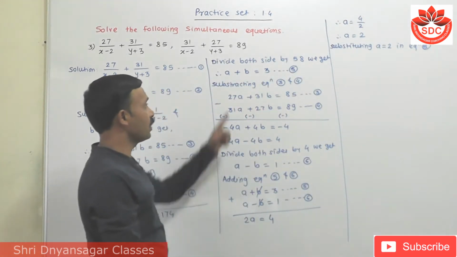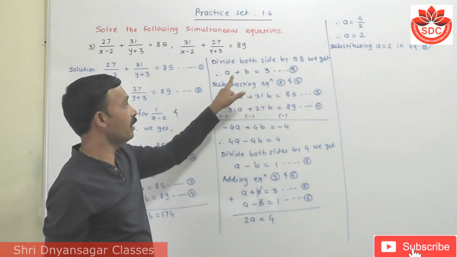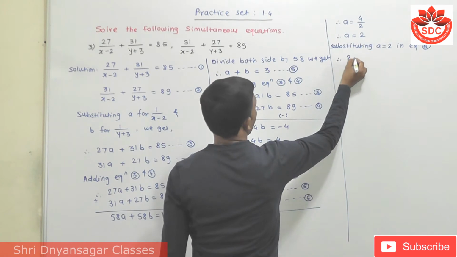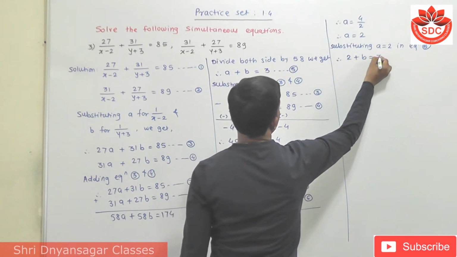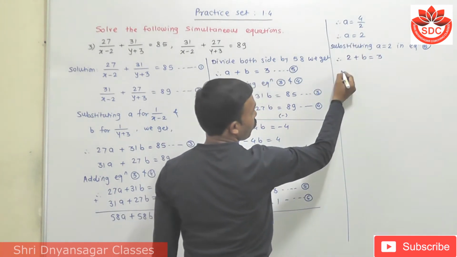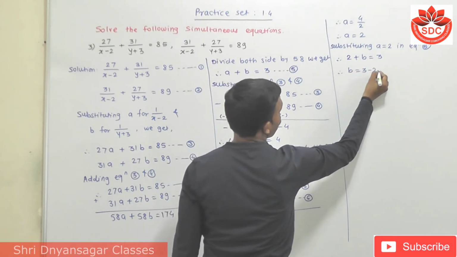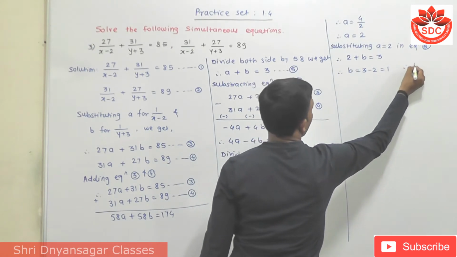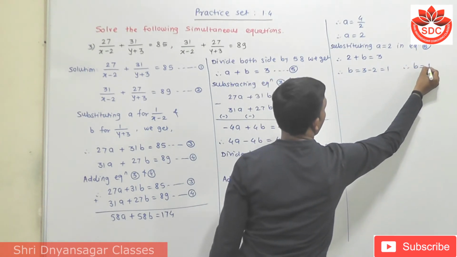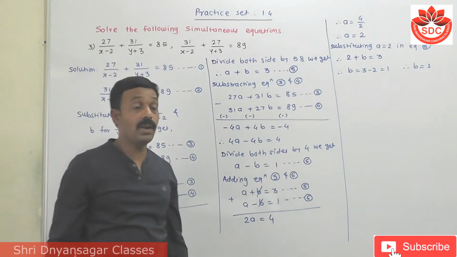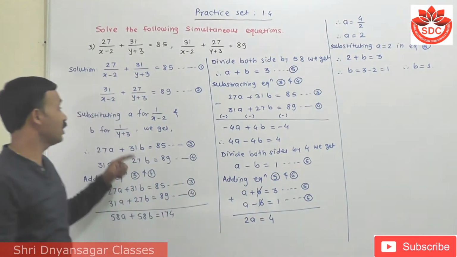From equation 5th, a + b = 3. We write the value of a is 2. Then by using equation 5th, 2 + b = 3. This 2 transposes to the other side, so b = 3 - 2 = 1. Therefore the value of b is 1. Okay, then we resubstitute the value of a and b into these equations.